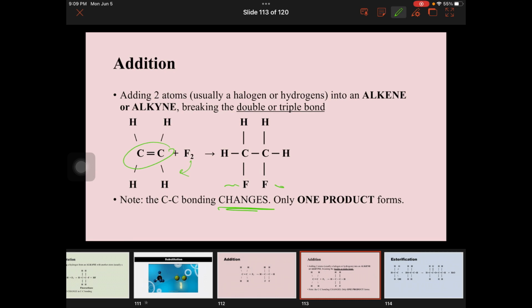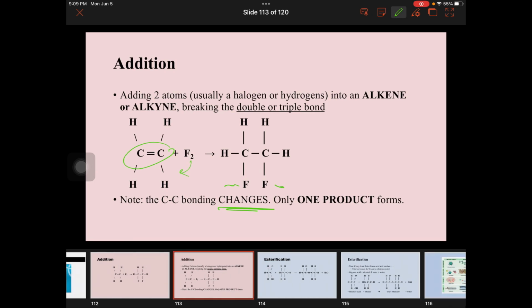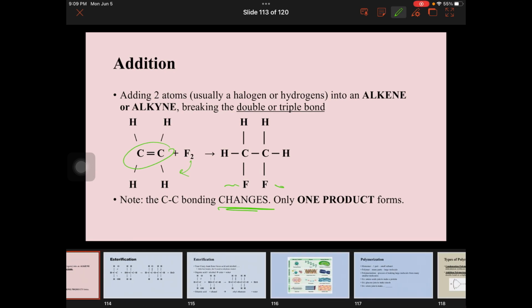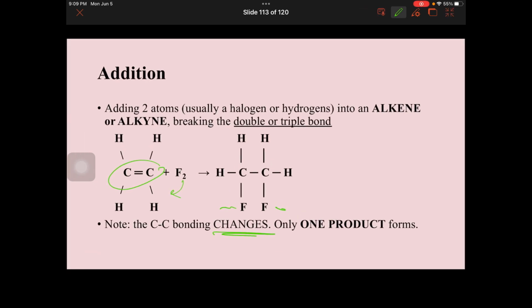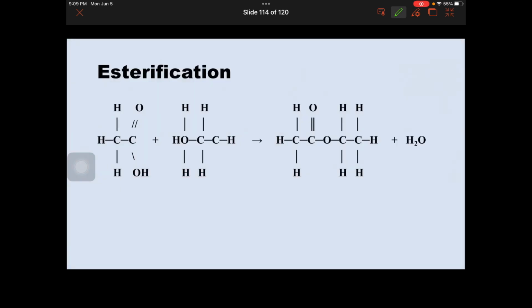With addition, we have to change the bonding structure in order to get that other molecule to get added in. So that's the difference between them. The next type of process is called esterification, and I mentioned this to you when we talked about esters.